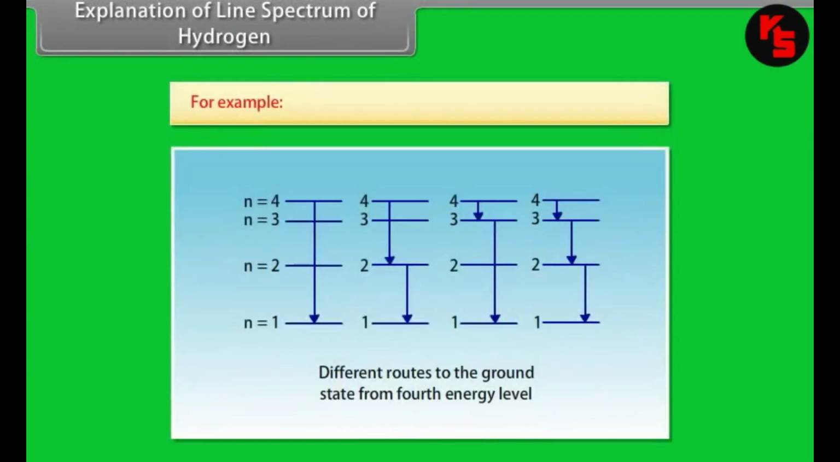For example, let us consider the electron present in the fourth energy level, n equal to 4, of different hydrogen atoms. In some atoms, it may come to the ground state, n equal to 1, by a direct jump, while in some others, it may first jump to the second energy level, n equal to 2, and then to the first energy level, n equal to 1, while in still others, it may come to the ground state via the third, n equal to 3, and second energy levels, n equal to 2.